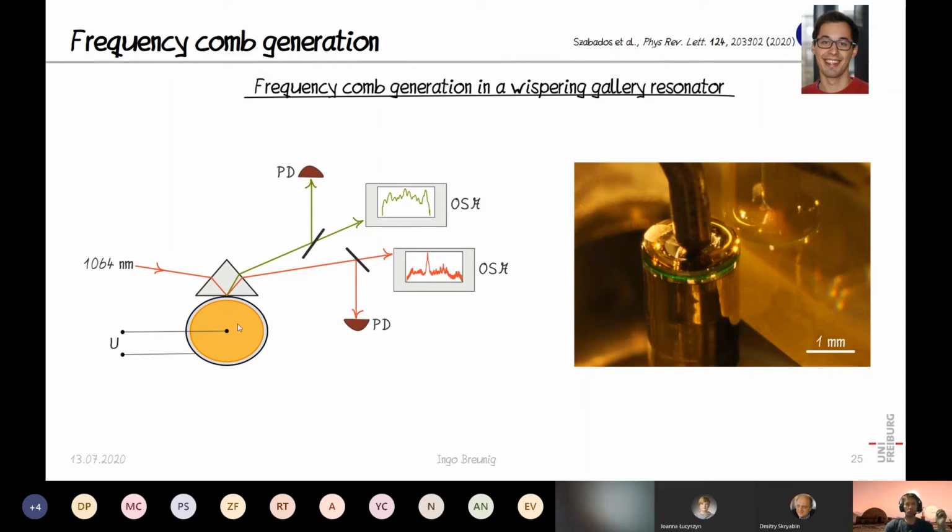One feature of this setup is that he could apply a voltage. I told you that by using this Pockels effect, you can change the refractive index. So he could change the refractive index of the interacting waves such that he really optimized the interaction between the two waves, bringing both waves into resonance, the second harmonic and also the pump.